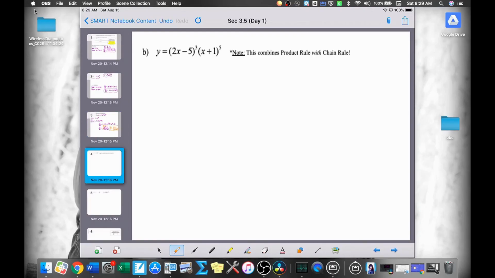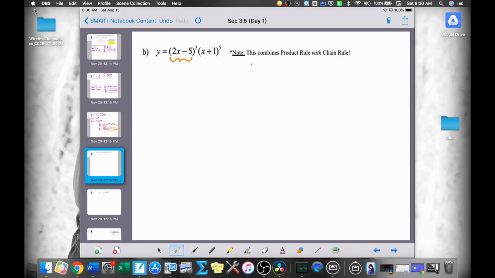Letter B in example 2 is interesting because this is both a product and it requires chain rule. So this is a common problem that you'll see in calculus, and you'll probably see one of these for sure in the multiple choice section of the AP test. It's something that they always like to put on there, a combination product rule and chain rule problem. So we start by thinking about the chain rule, by thinking about the product rule.